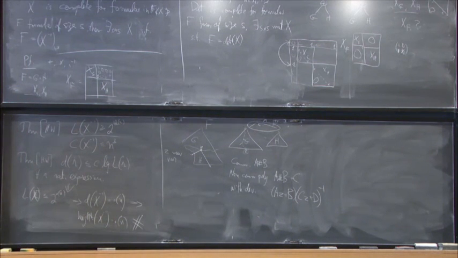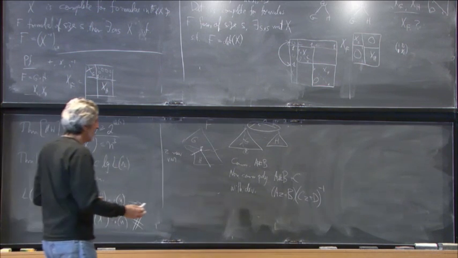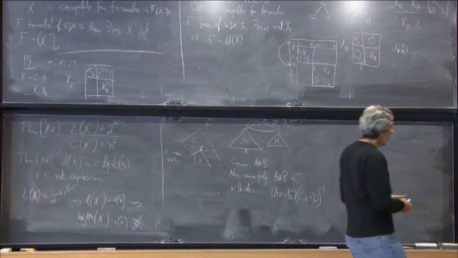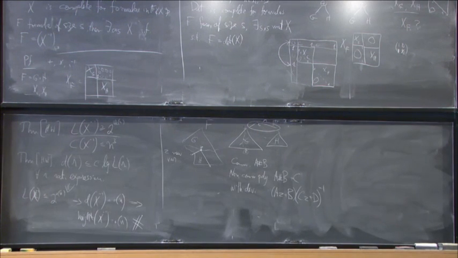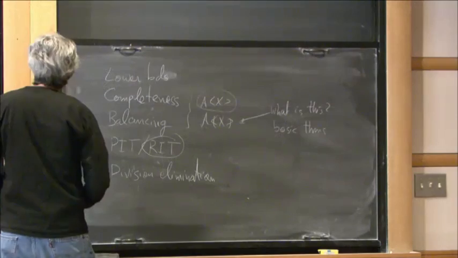Okay. So this was how you prove the lower bound. So good. Now I want to talk about questions. Okay, so I want to talk about the frustrating part of this, the rational identity testing and elimination of division.